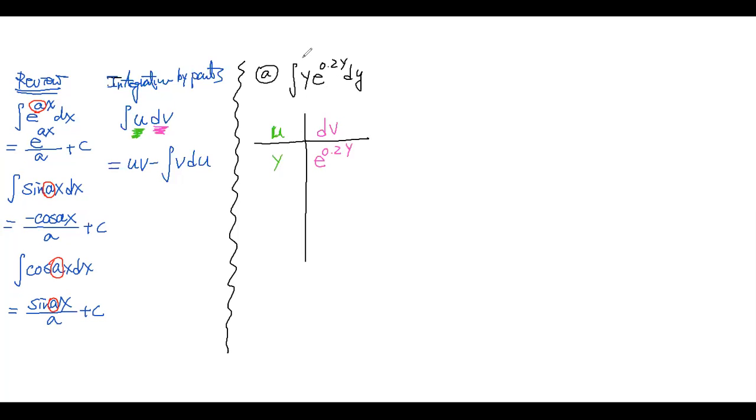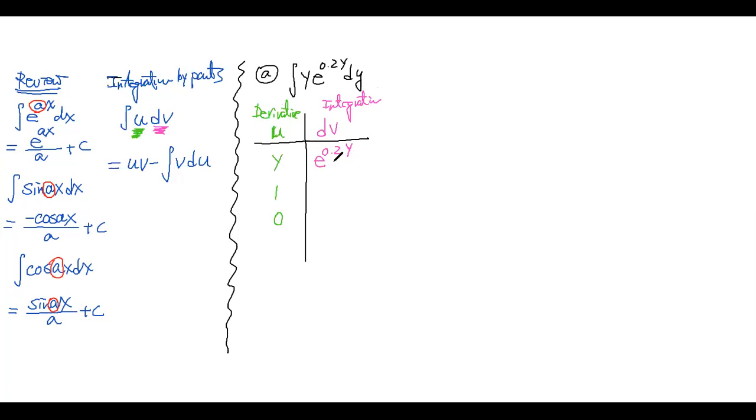So remember, this one you take the derivative, right? And this one, you take the integration, right? Okay, let's see what happens here. Y, you take a derivative, it becomes 1. Then 1 is a constant, you take a derivative, it becomes 0, right? So you stop at 0.